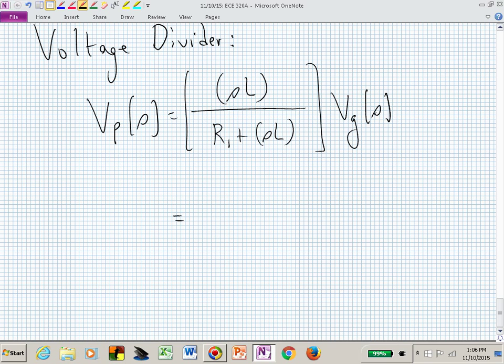Suppose that I factor R sub 1 out of the denominator. I now have SL, I now have R1, I have S times L over R1 plus 1. There's the 1 that I wanted in my denominator expression.